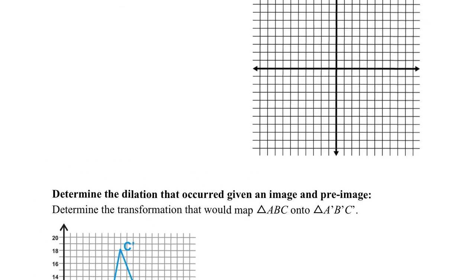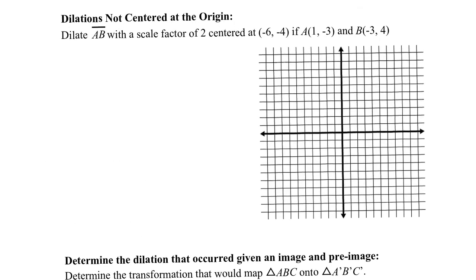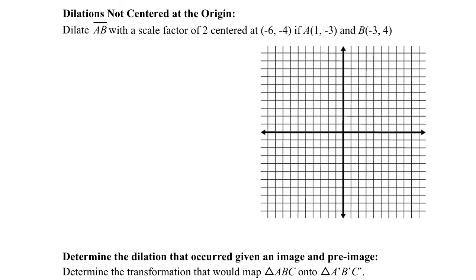Very basic. All right, but when we are not centered at the origin, things can get a little bit trickier because I don't know right off the bat what my distance is between the center and the preimage. Okay, so let's plot this out. So this time we have a scale factor of 2, but this time we're centered at -6, -4. So I think we're actually starting with the same segment. So there's A at 1, -3, and here's B at -3, 4. I'm going to connect those with a segment.